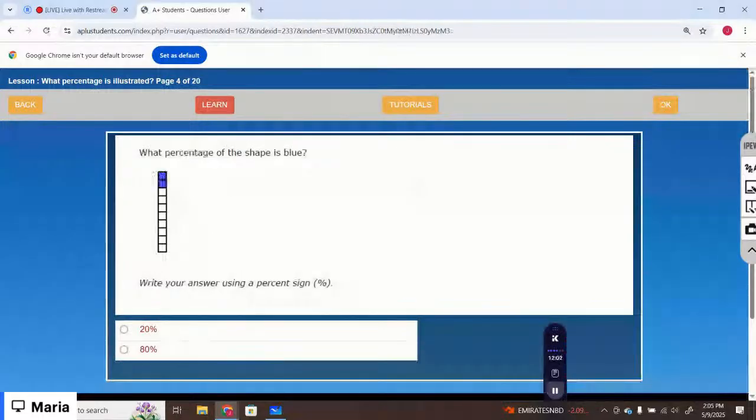What percent of the shape is blue? 20% of the shape is blue. The correct option is 20%. Option number one is the correct option. That is 20%.